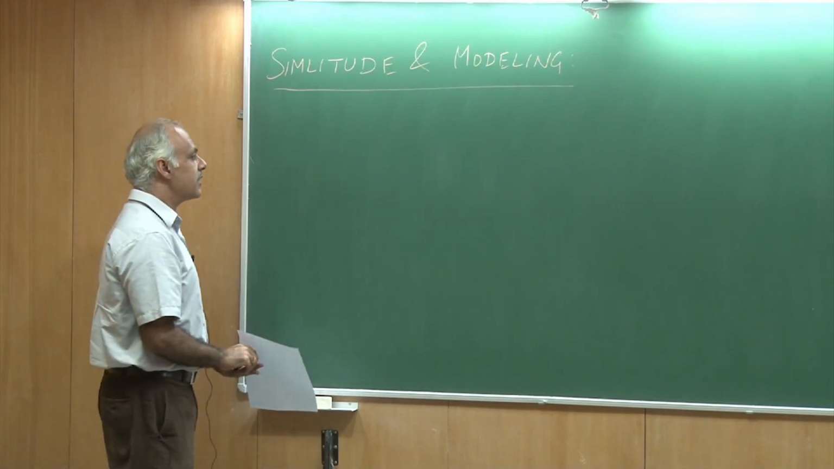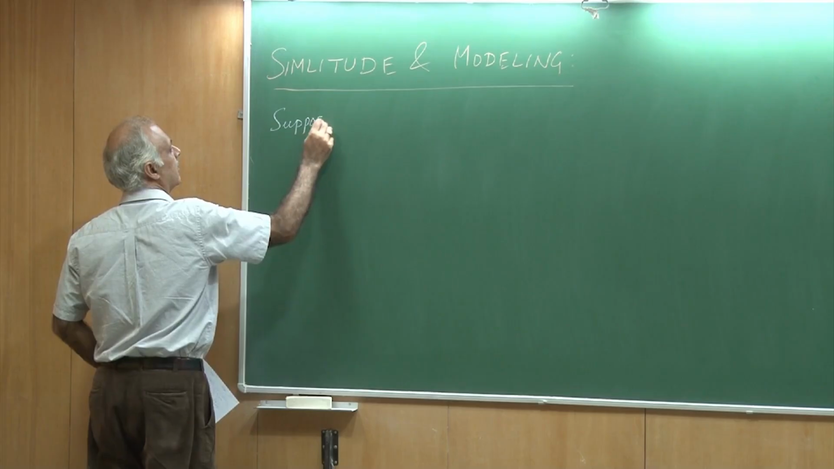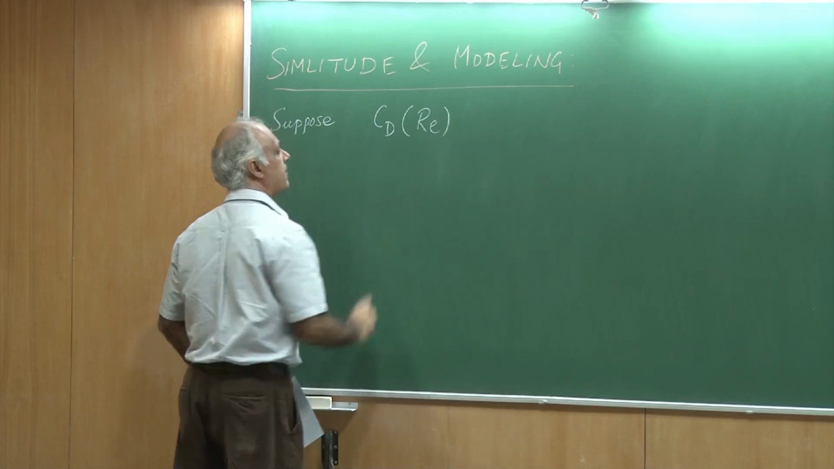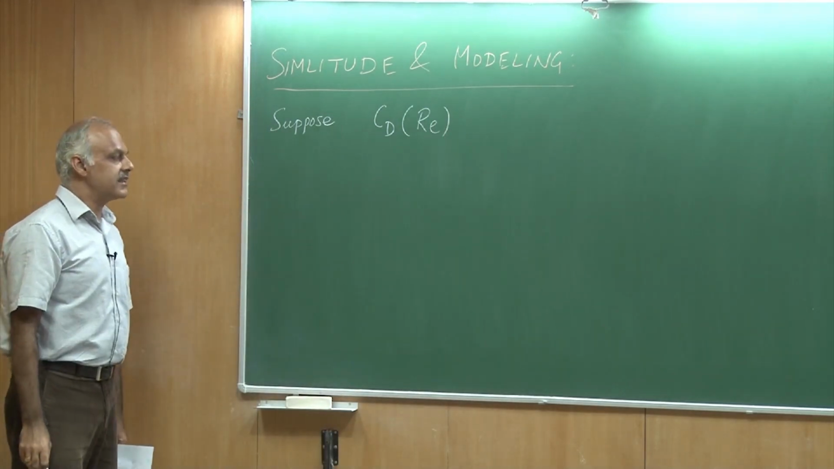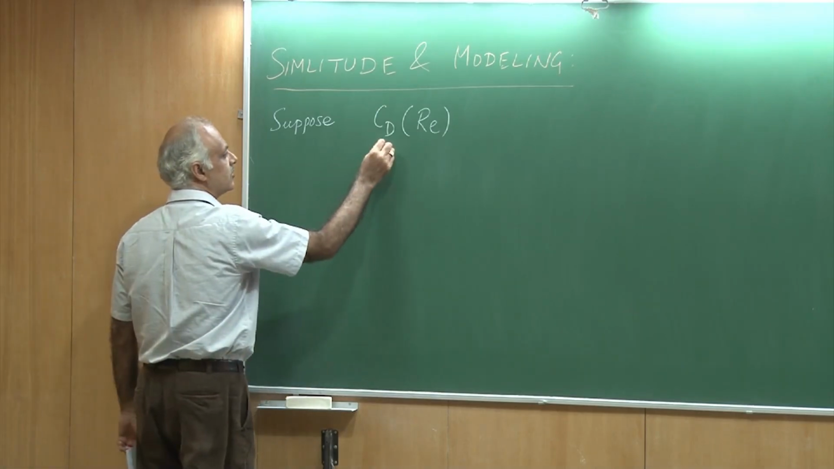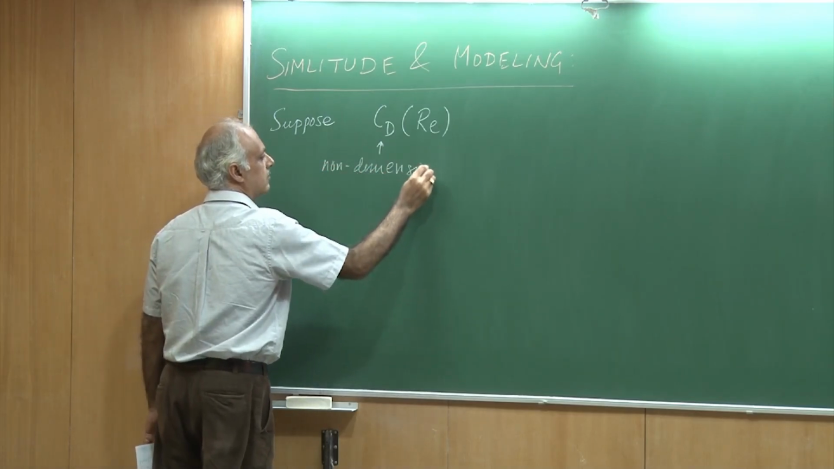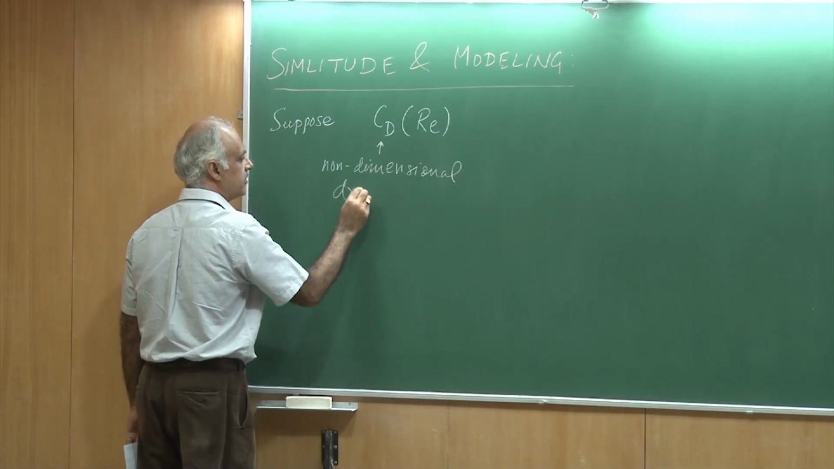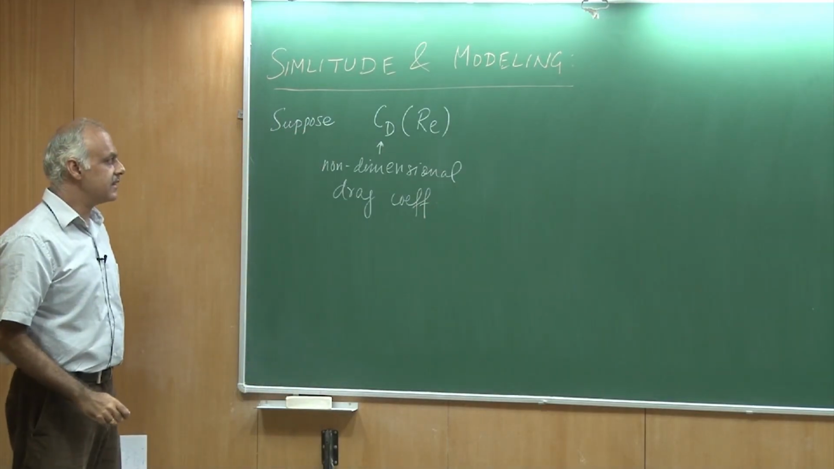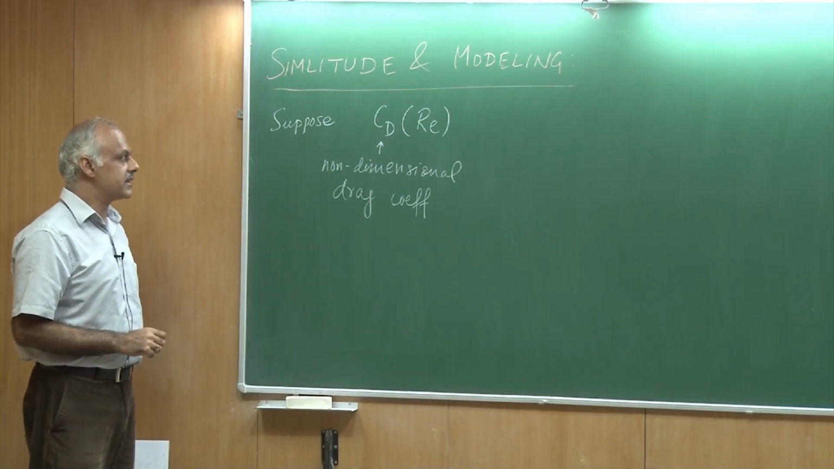In the last class we were looking at an example, suppose you have CD as a function of RE. That means the drag coefficient on a body could be non-dimensionalized as CD. So this is the non-dimensional drag coefficient, and we have taken the example of an airplane, and RE is the Reynolds number, which is another similarity parameter.